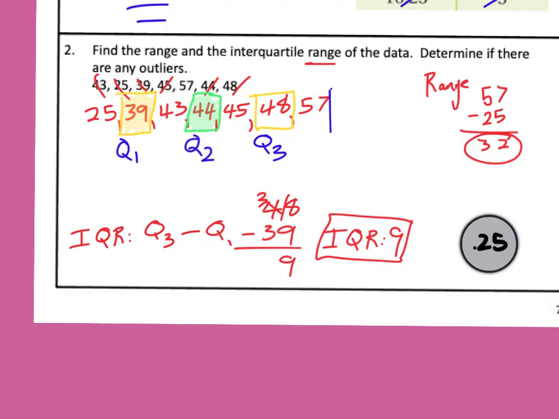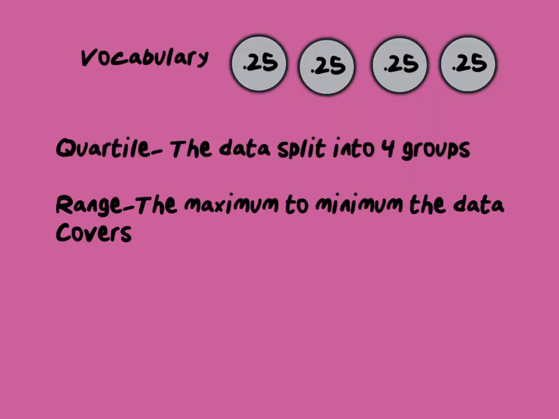Okay, let's move on. I thought it would be helpful to have some vocabulary here, some of the words that you might get hung up on. So quartile, and I talked about this in the previous slide, the data is split into 4 groups. That's what a quartile is. A range is the maximum to minimum the data covers. So remember to find that, you take the maximum number, subtract the minimum number, and that gives you the range.